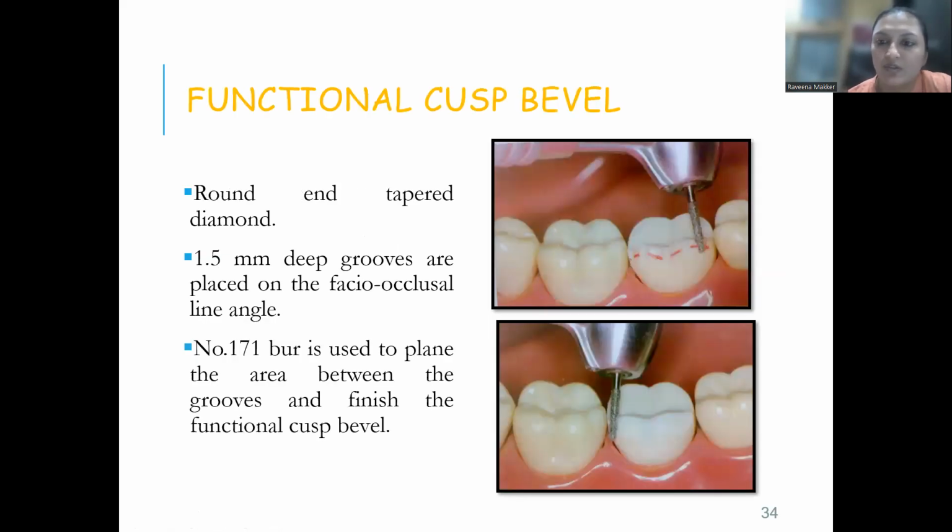The next is the functional cusp bevel. A round and tapered diamond is used to create the functional cusp bevel. 1.5 mm deep grooves are placed on the facio-occlusal line angle. Number 171 burr is used to plane the area between the grooves and finish the functional cusp bevel.